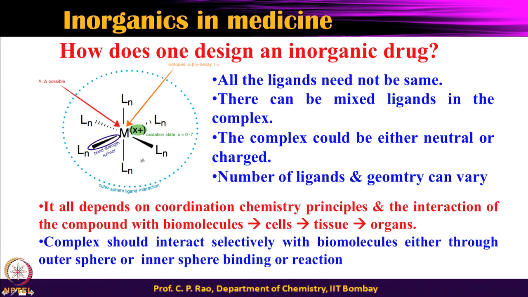It can be the same ligands, it can be different ligands, or it can be two or three different ligands, etc. All of these are possible. It need not be octahedral, it can be tetrahedral, square planar, linear, or trigonal bipyramidal, any kind of geometry, and number of ligands accordingly. So, there is nothing fixed like that. That means you have a plethora of possibilities for making an inorganic complex.